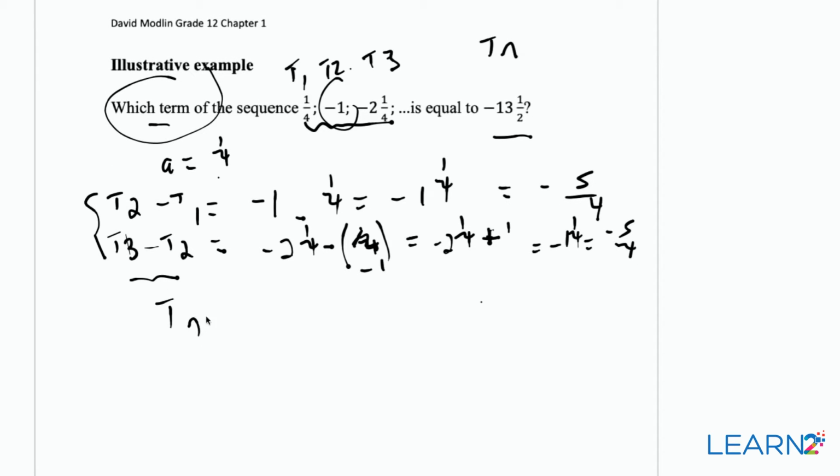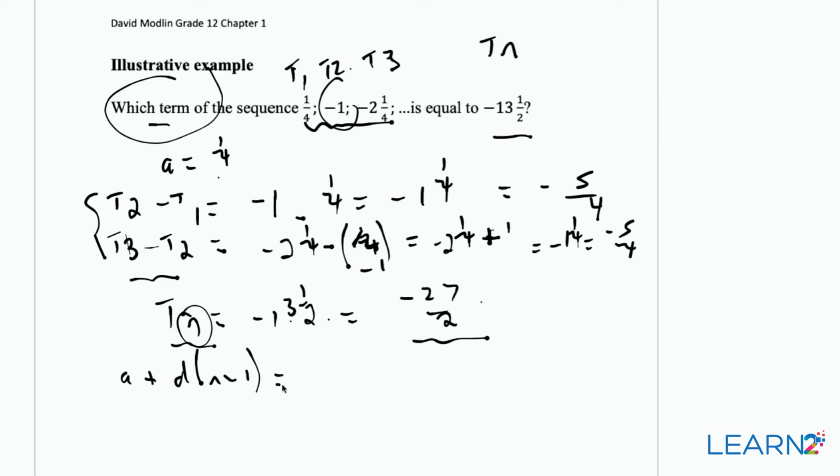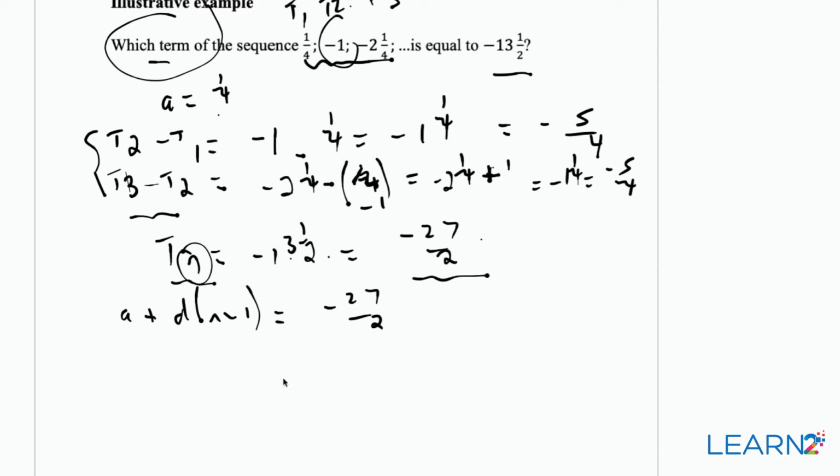So what do we know? We know that term n, the unknown, is equal to minus 13.5. Another way of writing that is, 2 13s are 26 and 1 is 27, minus 27 over 2 is equal to term n, but we're looking for n. So now we can say, term n has got a formula. It's a plus d bracket n minus 1 equals minus 27 over 2. But we can start substituting our numbers. The value of a here is a quarter, plus your d value is minus 5 over 4, and then your n you don't know is n minus 1. And that's all equal to minus 27 over 2.